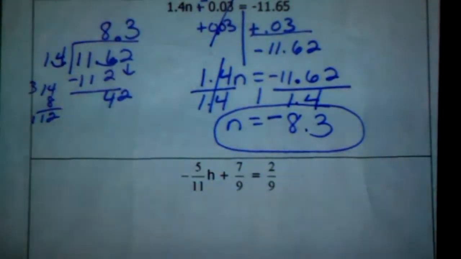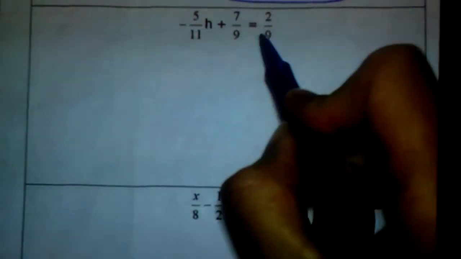Alrighty, that one's good fun. Ooh, this one looks better. Okay, look at that fraction. Check it out. Well, the plus side to this is that I do see some common denominators, and that's a good thing. So we have a negative 5/11 h plus 7/9 equals 2/9.